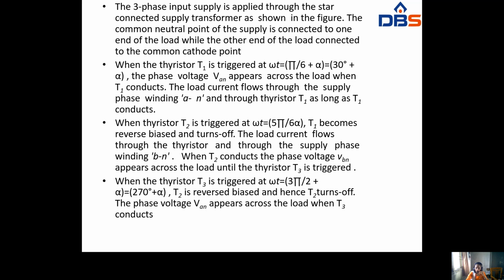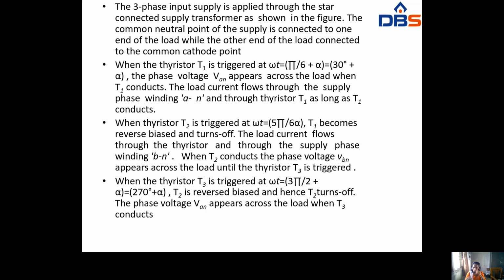So the common neutral point of supply is connected to one end of the load, while the other end of the load is connected to the common cathode points. When the thyristor T1 is triggered at omega t equal to pi by 6 plus alpha, that implies 30 degrees plus alpha, the phase voltage VAN appears across the load when T1 conducts, and the load current flows through the supply phase winding AN and through thyristor T1 as long as T1 conducts.